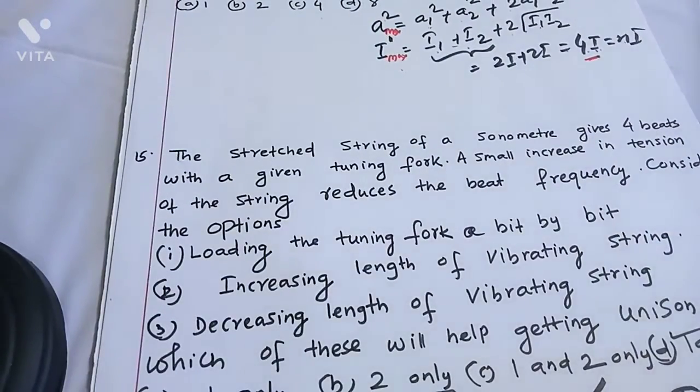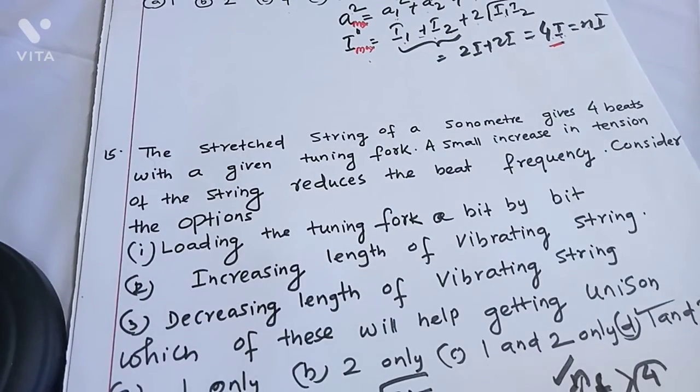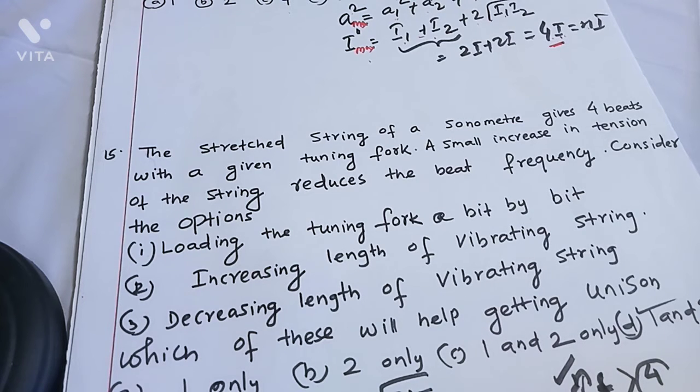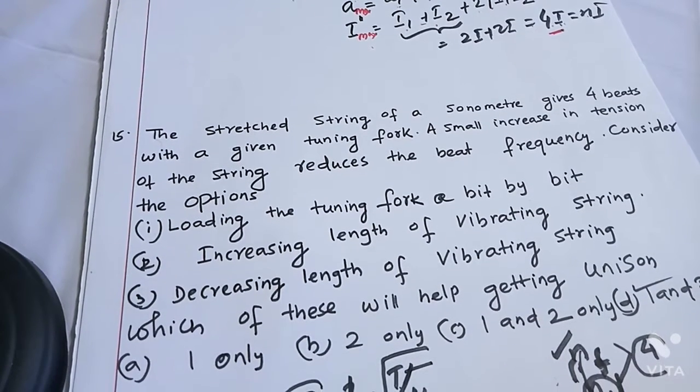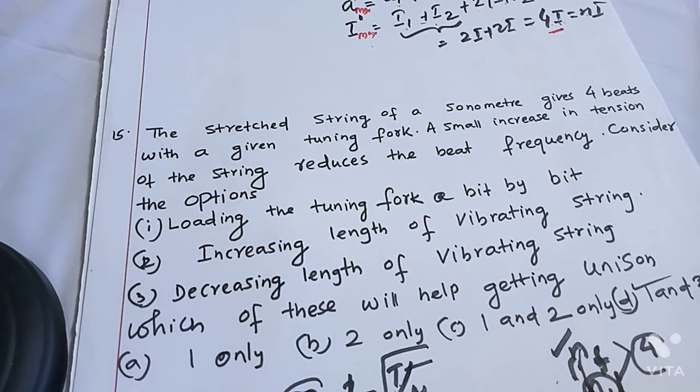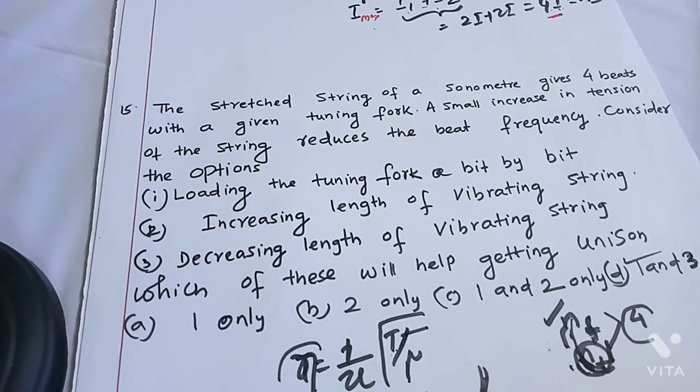Now, the stretched string of a sonometer gives 4 beats with a given tuning fork. A small increase in tension of the string reduces the beat frequency. Consider the options: 1, loading the tuning fork; 2, increasing the length of the vibrating string; 3, decreasing the length of the vibrating string. Which of these will help in getting unison?